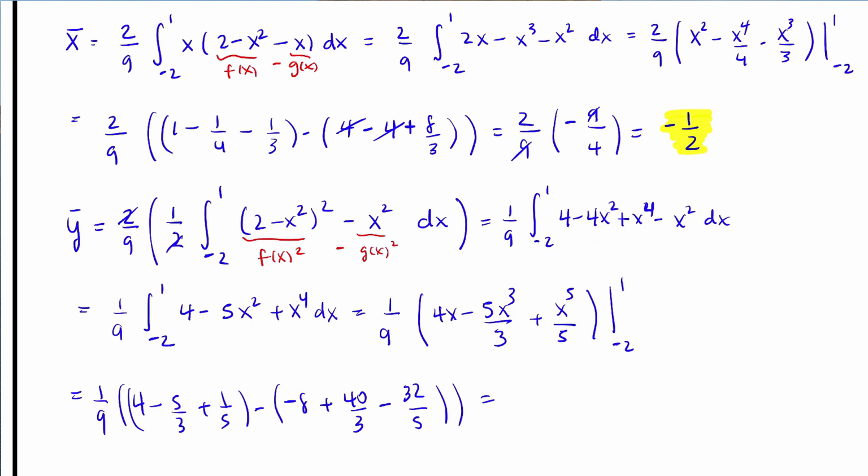So if I have 4 minus 5 thirds plus 1 over 5 plus 8 minus 40 over 3 plus 32 over 5, I'll get 1 over 9 times 18 divided by 5, so I get 2 over 5, okay? I get 2 over 5, so that is the y coordinate of my centroid.